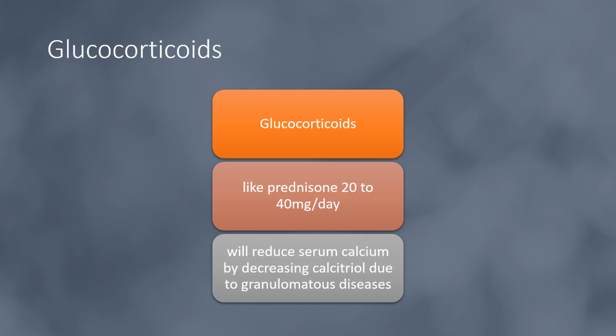How about the use of glucocorticoids? Glucocorticoids like prednisone 20 to 40 mg per day will reduce serum calcium by decreasing calcitriol due to granulomatous diseases.